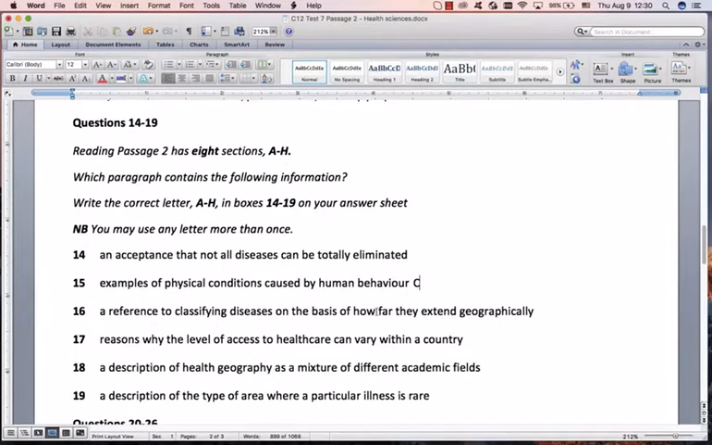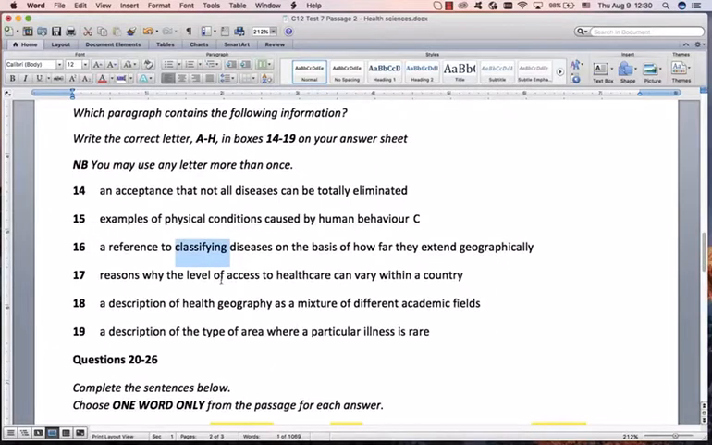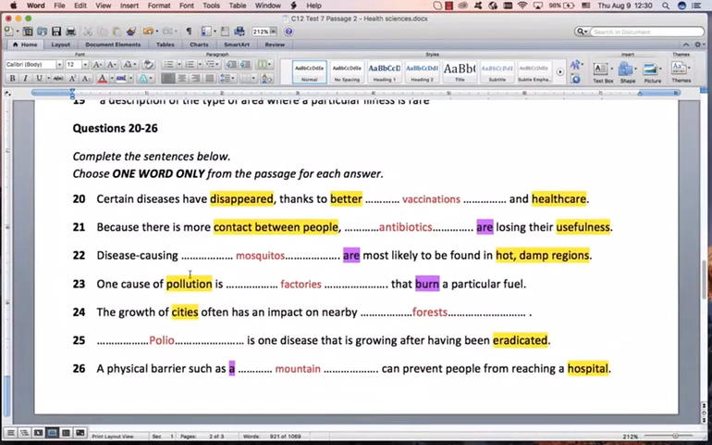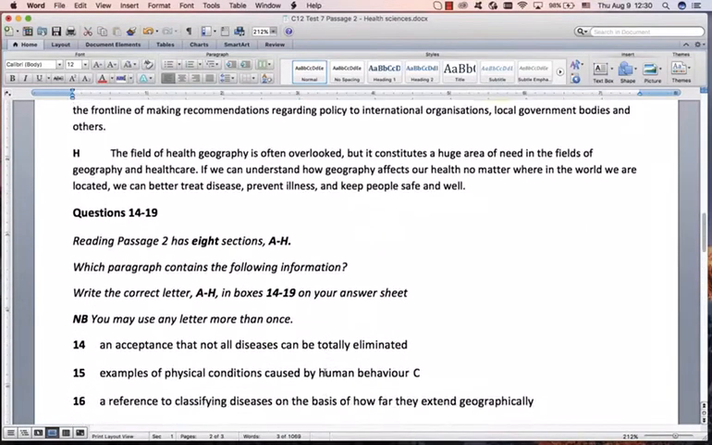Classifying diseases on the basis of how they far. I don't remember anything about classifying diseases. Level of access to healthcare can vary. Can you remember anything about access to healthcare? Can you see anything about access to healthcare here? And it was that one over there, reaching a hospital, access to healthcare.